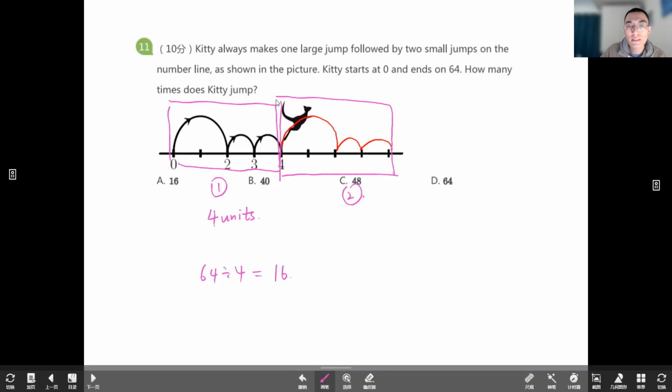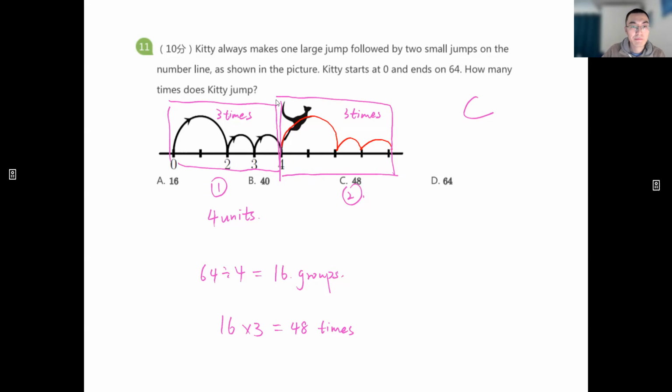So we know that there are 16 fourths. In other words, there are 16 cycles. You have 16 of these groups in 64. And we know that in each group, Kitty is jumping 3 times, right? 1 large jump plus 2 small jumps. So 16 groups, and in each group, it is jumping 3 times. So we multiply 3 by 16, which gives us 48 times she is jumping. So 48 is the correct answer. It should be C. C is the correct answer.